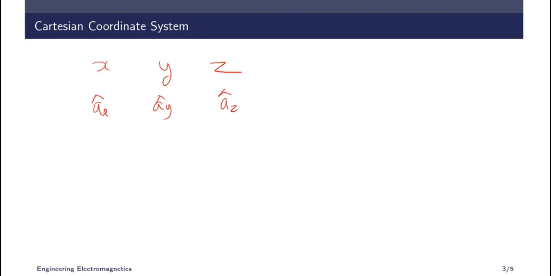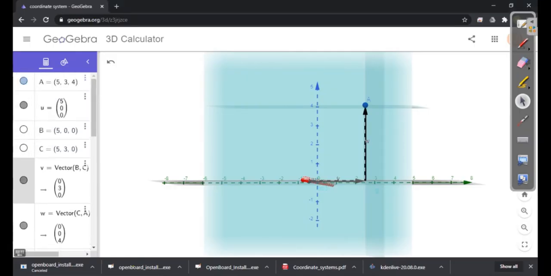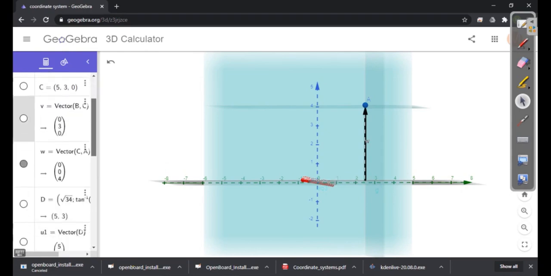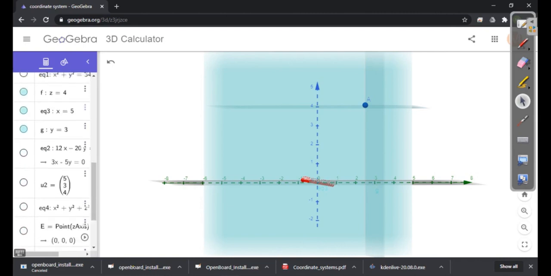But as we move into the next coordinate system, this is a rectangular coordinate system. So far we have seen.